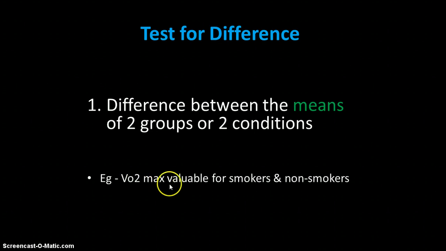An example might be VO2 max values for smokers and non-smokers. So we've got our smokers who did it, we've got our non-smokers who did it, we get the VO2 max values, we get the mean of theirs, and test for difference between them.